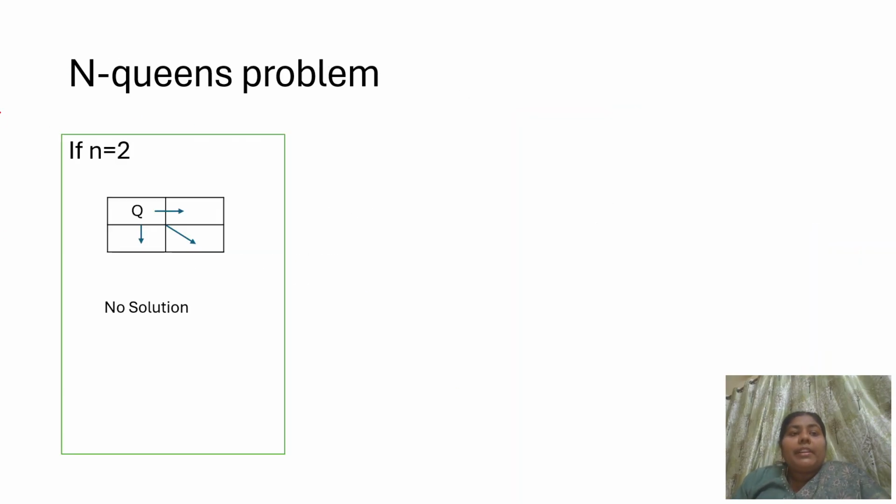Normally if n is equal to 2, that particular problem is called the 2 Queens problem. If n is equal to 2, there is no solution, because if I place a queen on the first row, first column, I am not able to place the queen in the next column. Row-wise it is also not possible, and diagonally also not possible. So there is no solution if n is equal to 2.